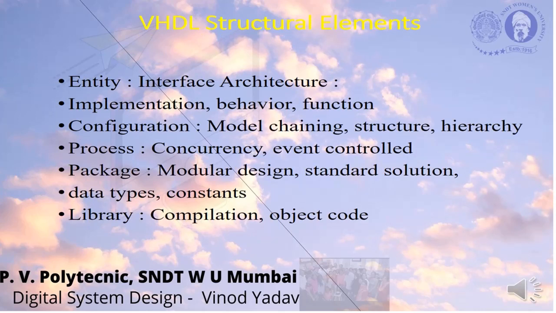Now we have seen entity because it interfaces the architecture. We have seen implementation, behavior, functions of entity. Then we have seen configuration, model chaining, structure, hierarchy. Then we'll see process, concurrency, event control, package, modular design, standard solutions, data types, constants, library, compilation, objects. These are the things which are called structural elements of VHDL.